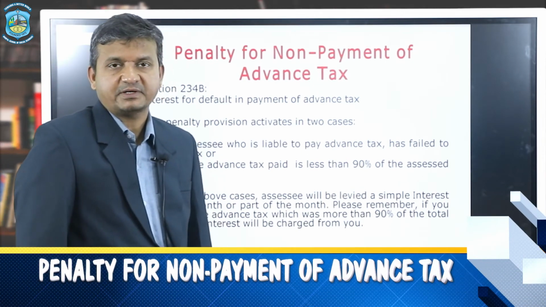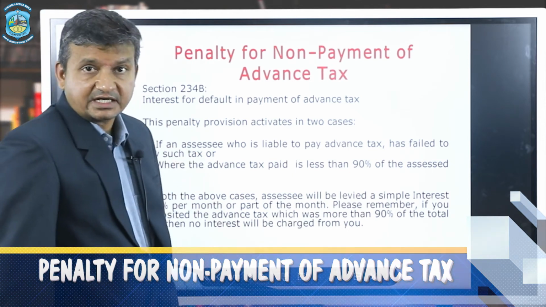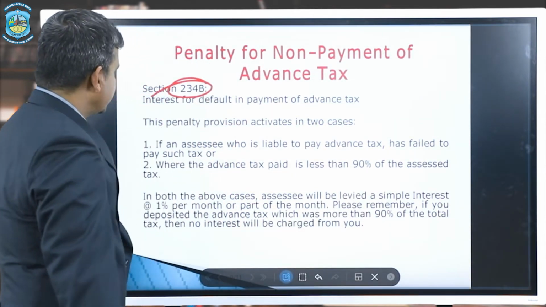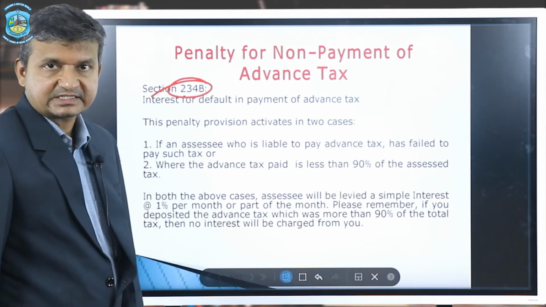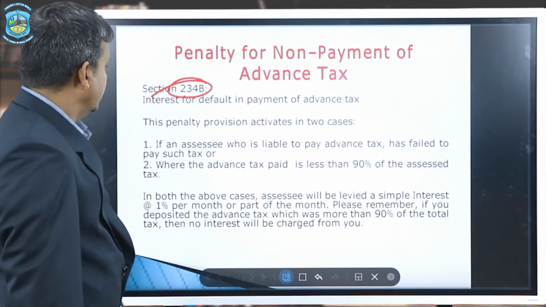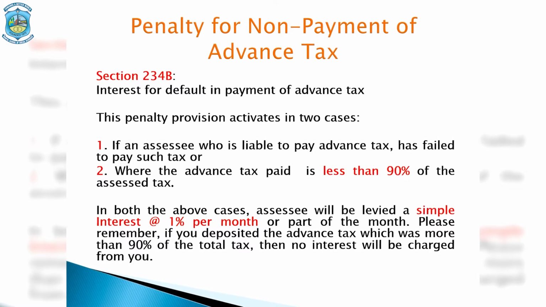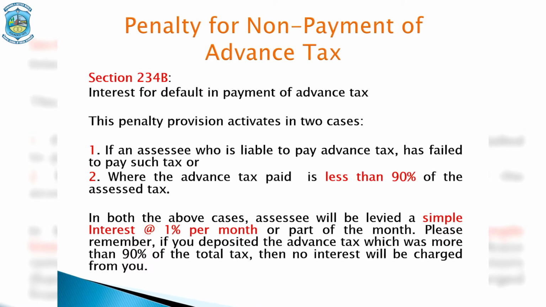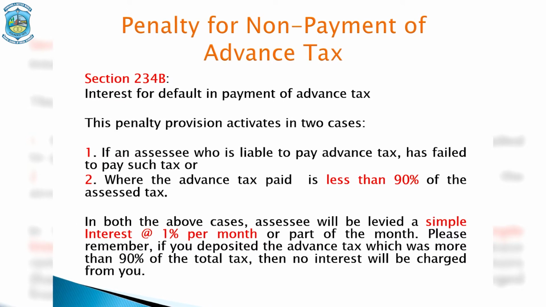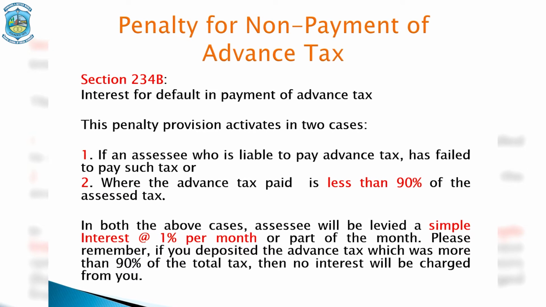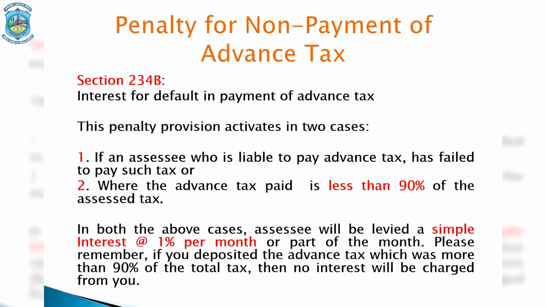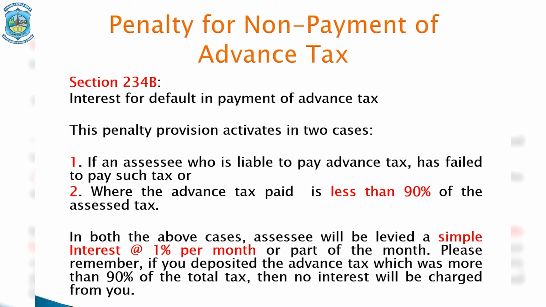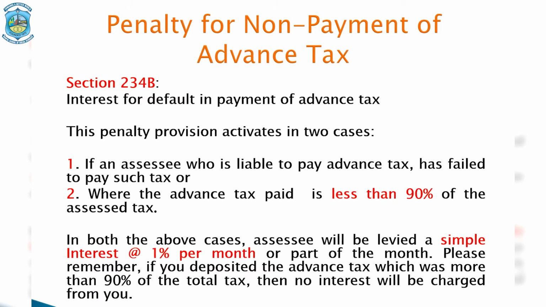Now, there is something known as penalty for non-payment of advance tax. The penalty is dealt with under two sections. First, we would be talking about section 234B. Section 234B talks about interest for default in payment of advance tax. This section activates in two conditions. Number one, if an assessee who is liable to pay advance tax has failed to pay such tax, or where the advance tax paid is less than 90% of the assessed tax. In both these conditions, section 234B gets activated. In that case, simple interest will be levied at the rate of 1% per month. Please remember, if the amount of advance tax deposited is more than 90%, then no interest will be charged.